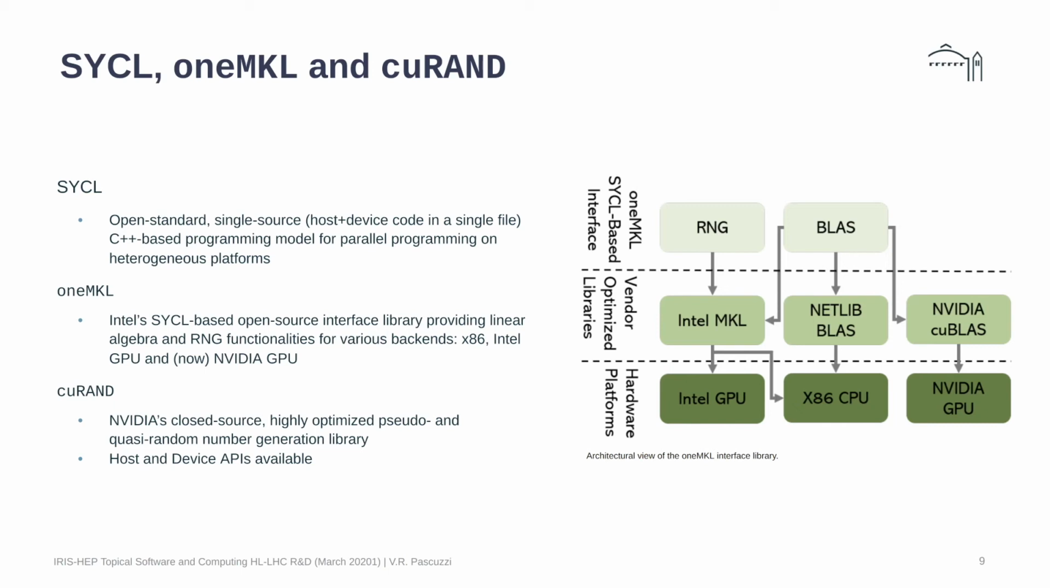On the right here is a plot of how the oneMKL SYCL-based interface corresponds to the different backends. We have an RNG, random number generation, and a BLAS backend. These tie into the different vendor optimized libraries such as Netlib, cuBLAS, and Intel MKL. And at the very bottom, we see the different hardware platforms, which include GPUs and CPUs alike.